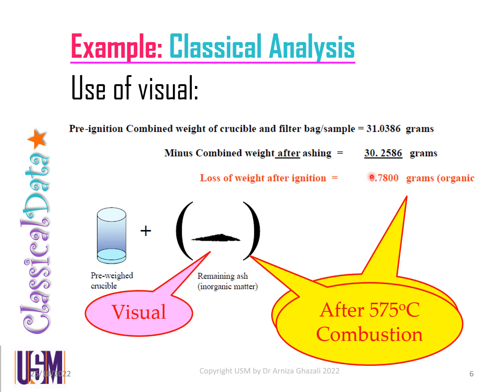say the final weight is 30.2586 grams. So the loss actually represents the organics released or destroyed during combustion, which is carbon dioxide. So when we minus 31.0386 with 30.2586, the residue represent the inorganics contained in the sample.